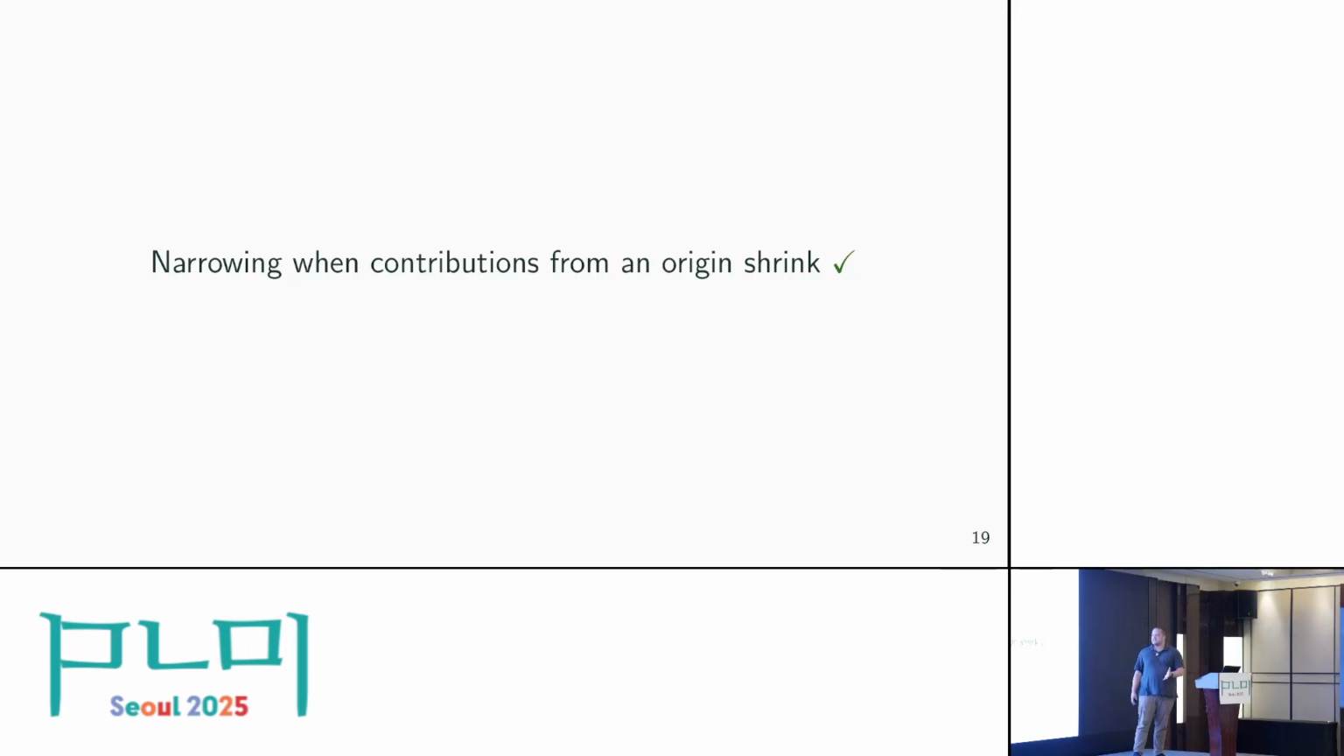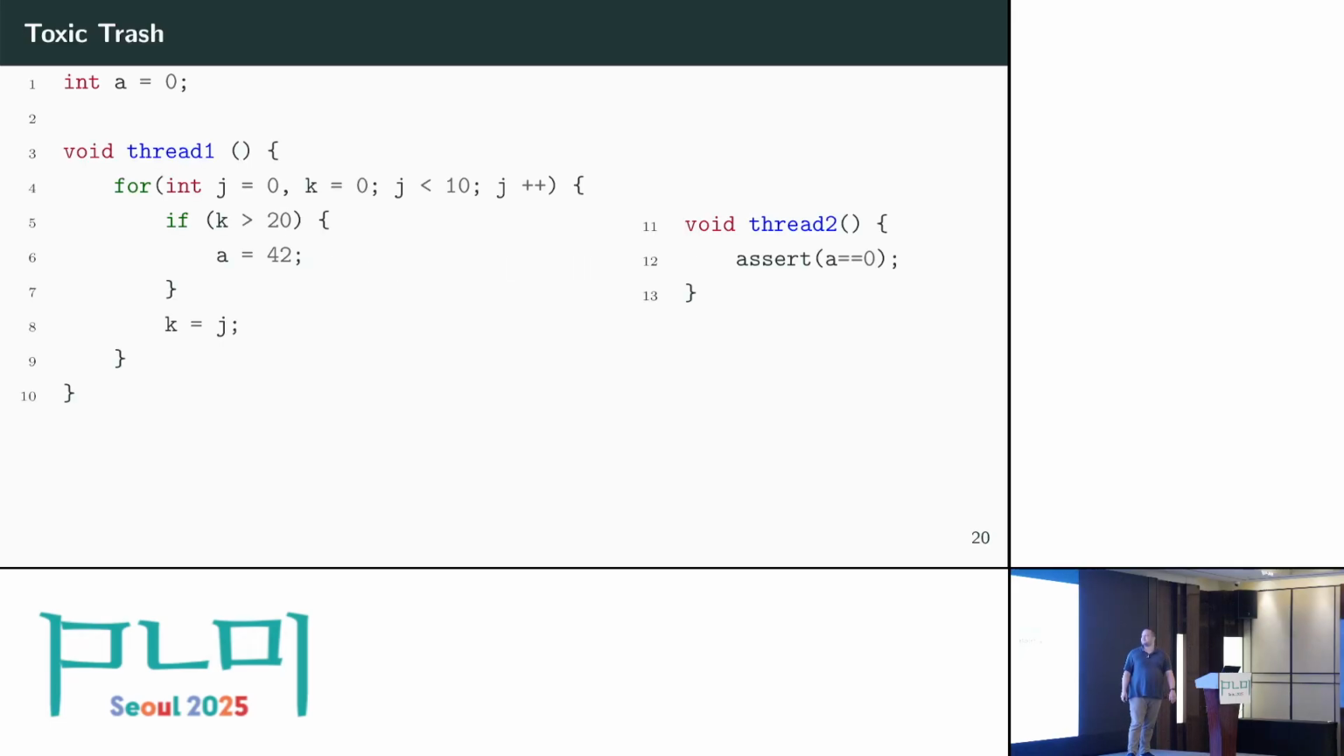So what we have seen is we are able to do narrowing when the contributions from some origin shrink, which is nice. However, there's another problem that we encounter, and this is what we dub the problem of toxic trash. So consider this example program here. You have once again one global, and you have a sort of complicated loop in one thread, and in the other thread you just check basically that the global has not been written.